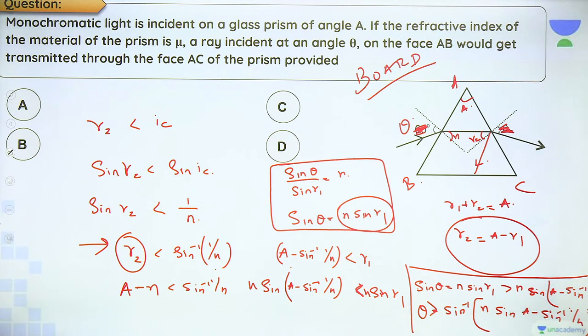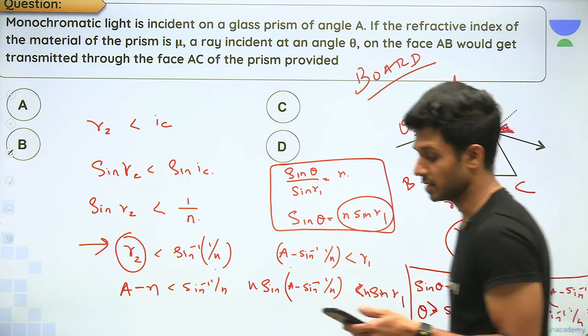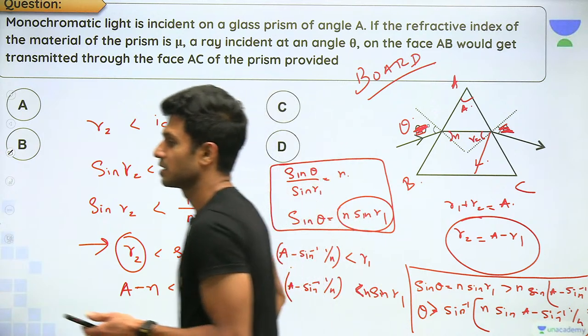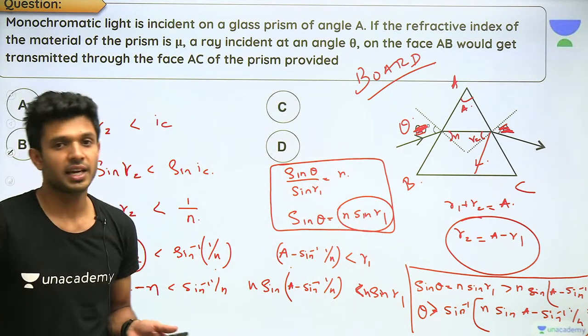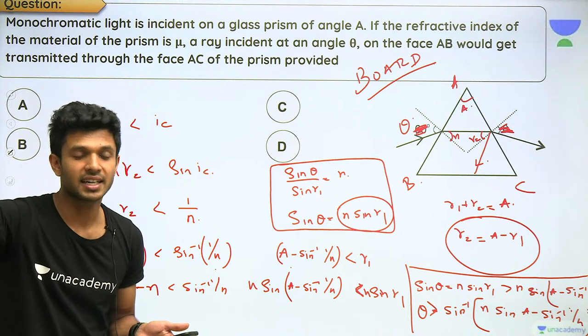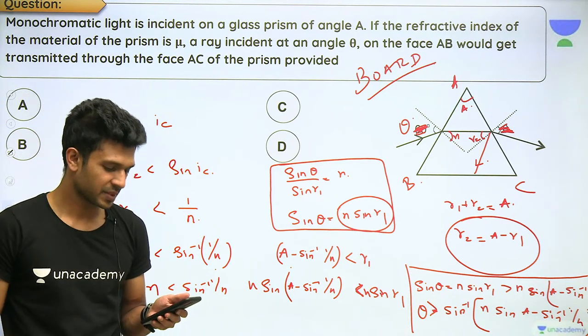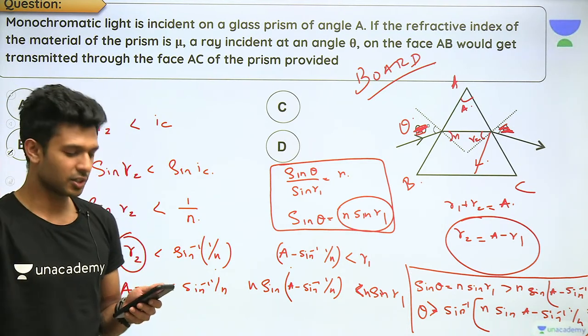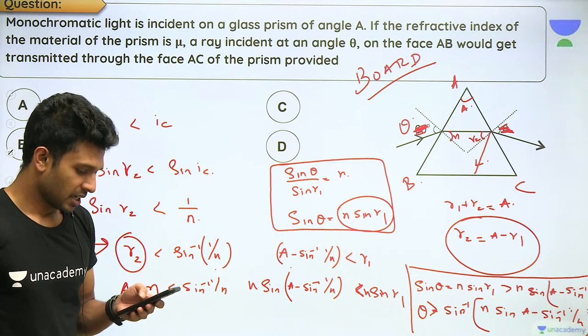Such as how is a rainbow formed? What is scattering of light? Why is the sky looking blue in color? Why does the sun have a red color during sunset time? These are small, interesting topics we'll be discussing. Done.